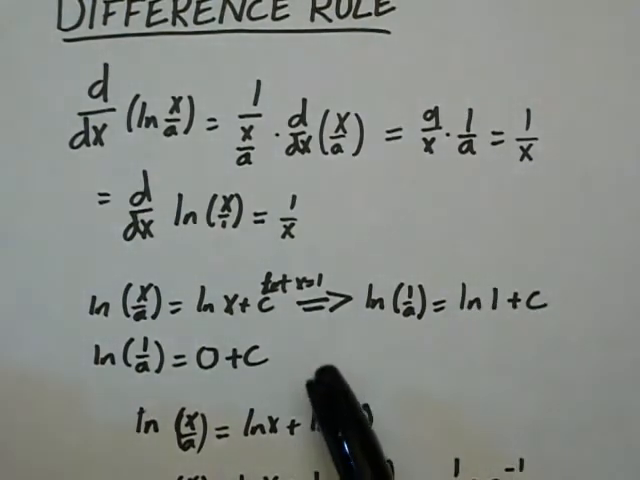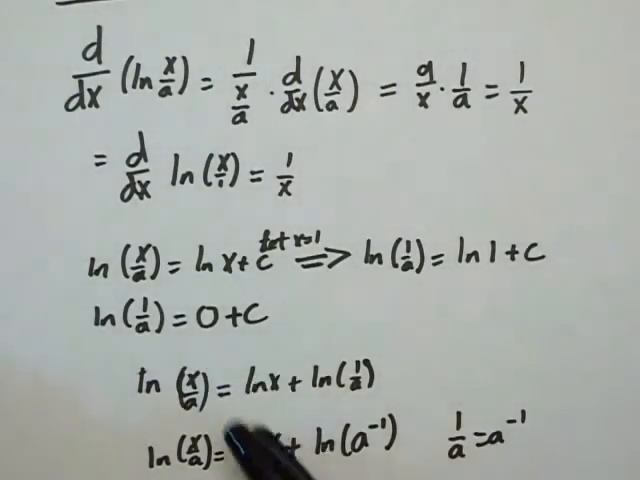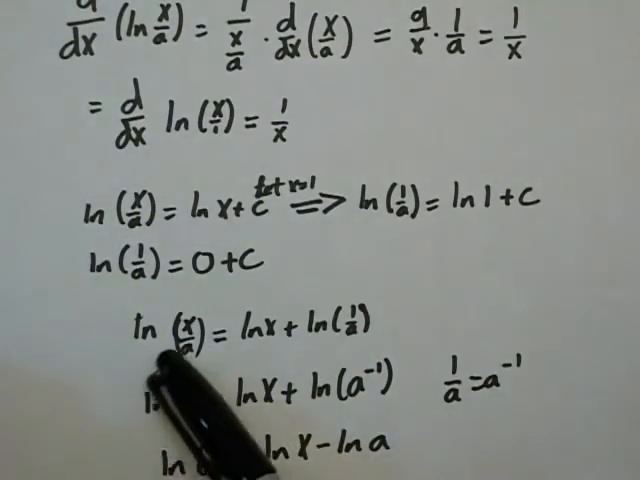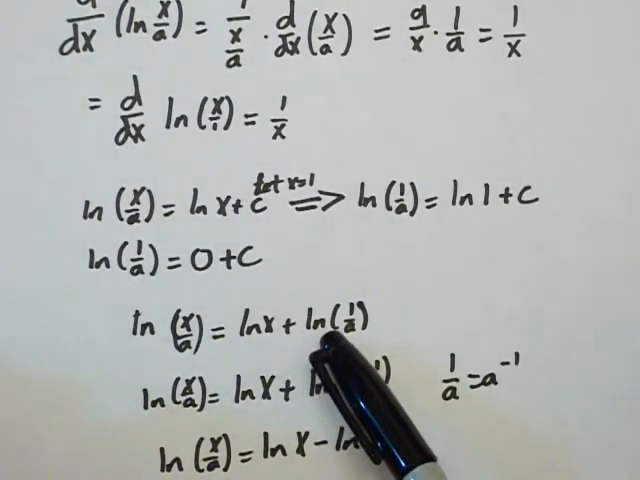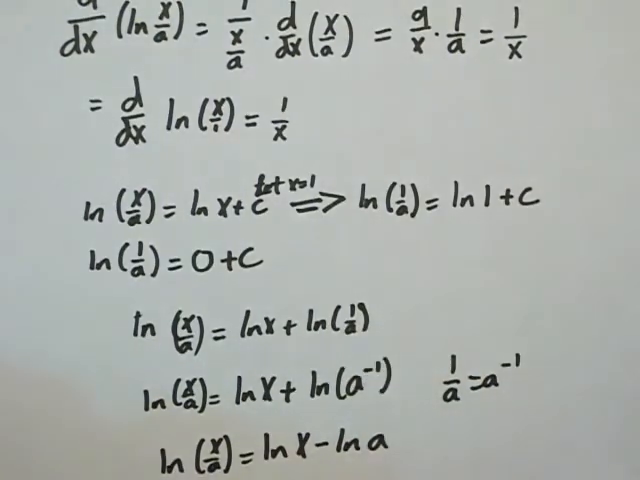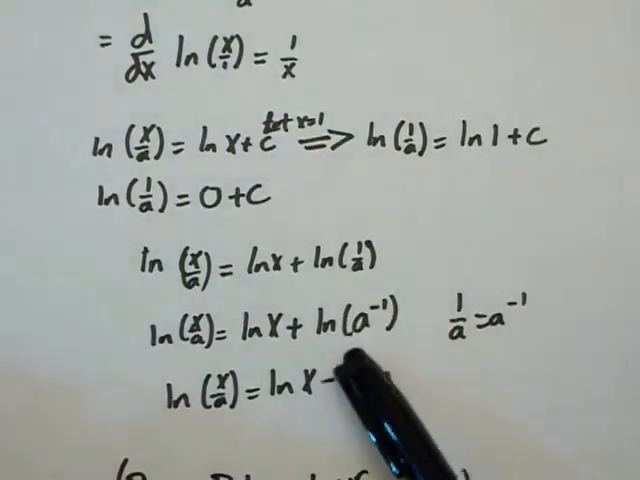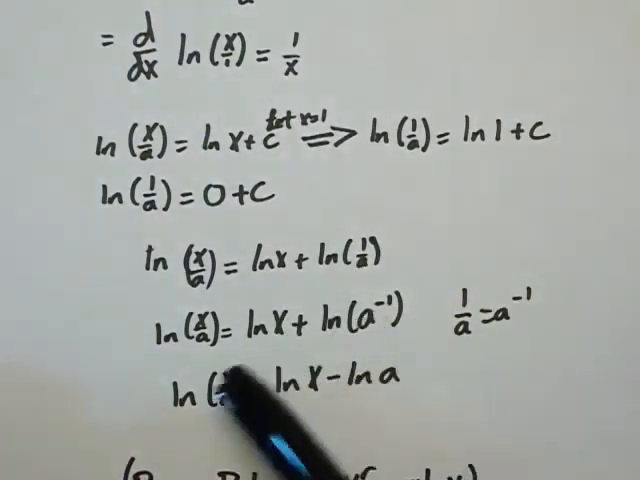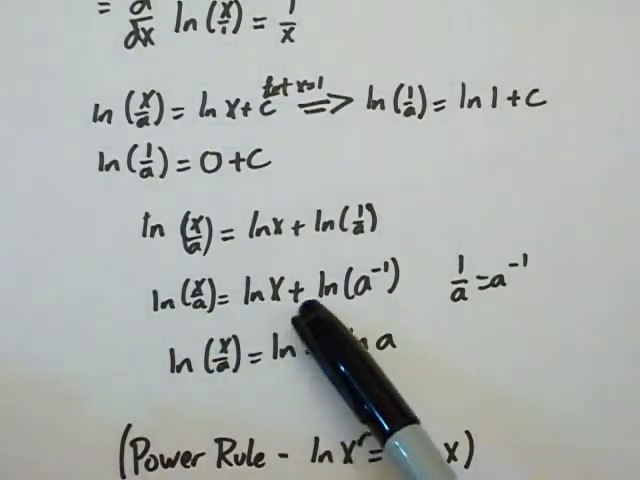Now, ln 1 is still 0, it will always be 0, and thus ln of 1 over a equals 0 plus c. So c must equal ln of 1 over a. Therefore, ln of x over a equals ln of x plus ln of 1 over a. We could think about this as a to the negative first power, because anything underneath 1 is to the negative first power. So ln x over a equals ln x plus ln a to the negative 1.